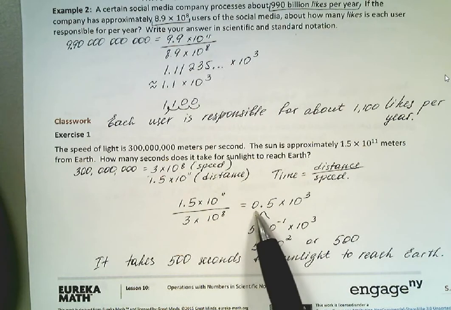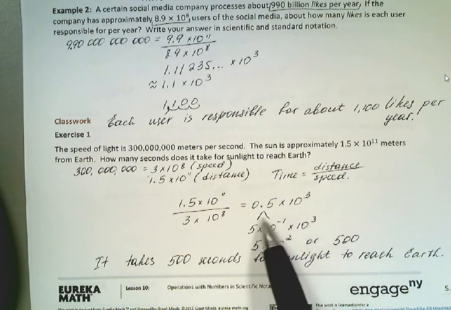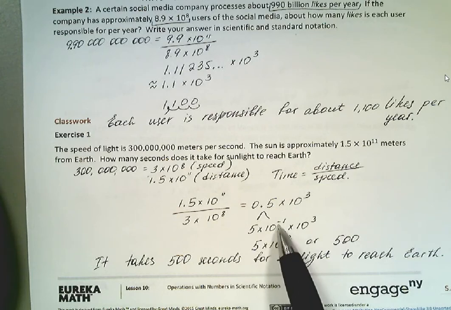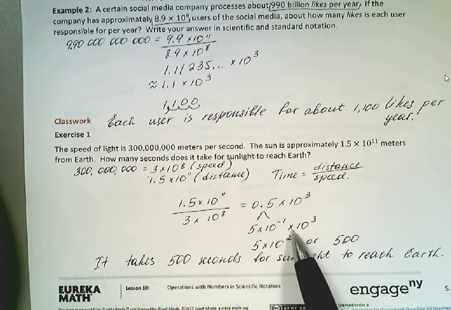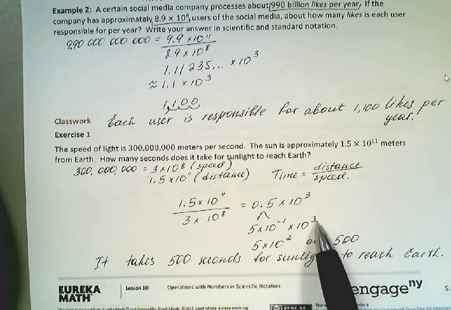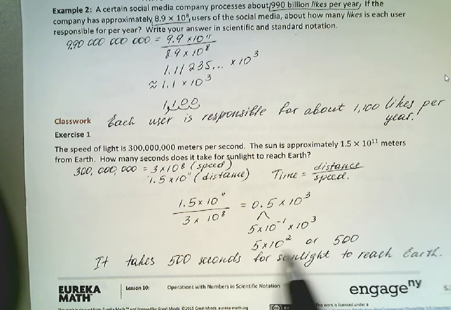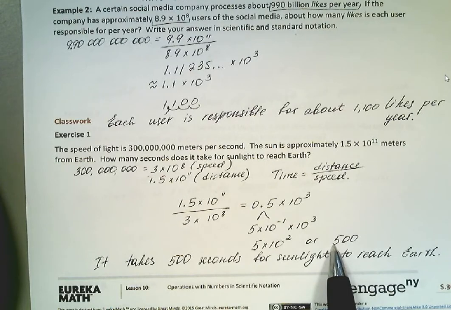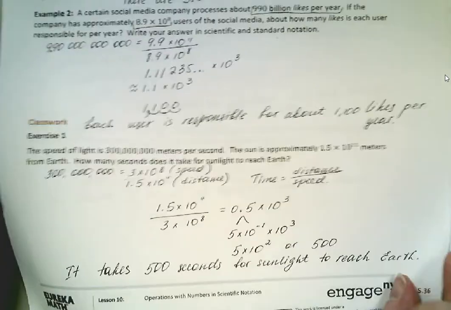Then I noticed that 0.5 times 10 to the third is not written in scientific notation, so I changed it into 5 times 10 to the negative first, and negative first because I have to go back to the left 1 space to get to 0.5, and that is times 10 to the third. And finally, I combined the powers of 10, made it 5 times 10 to the second, or 500. That means that it takes 500 seconds for the sunlight to reach the Earth. So that was our number 1. Let's get to number 2.